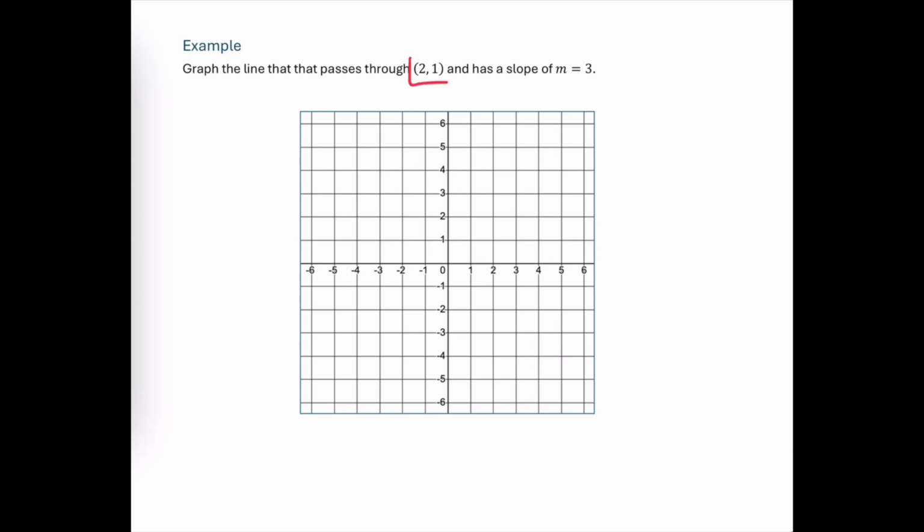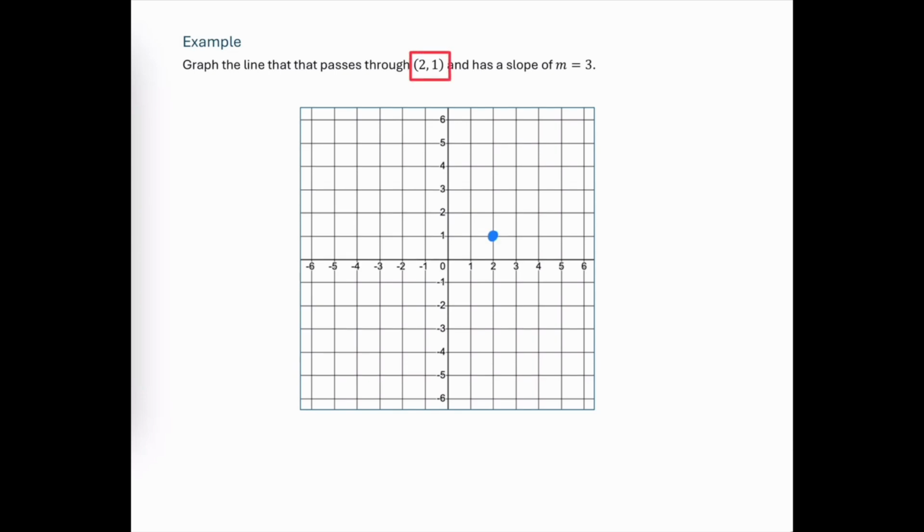This time we're going to start at the ordered pair 2, 1. 2, 1 is the ordered pair located here in the first quadrant. And we're also told that our slope is now +3. If we convert our +3 slope to a fraction, it's a little bit easier to see the rise and the run. So for a +3 slope, we're going to be going up 3 and right 1.